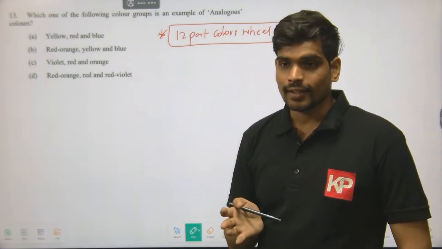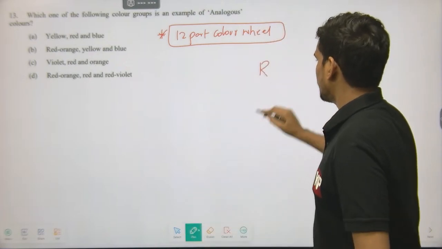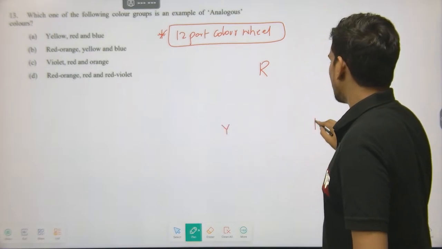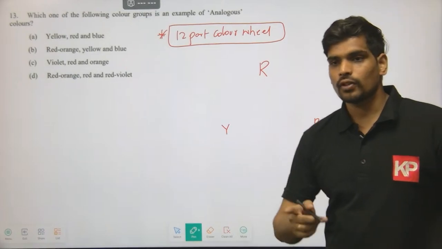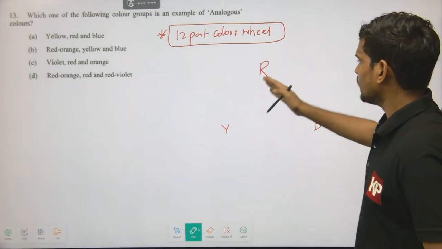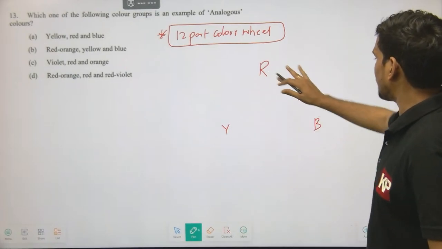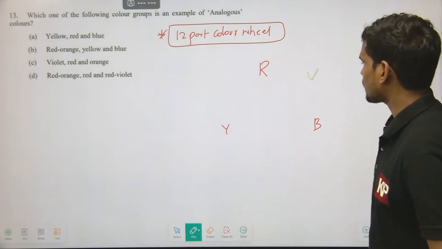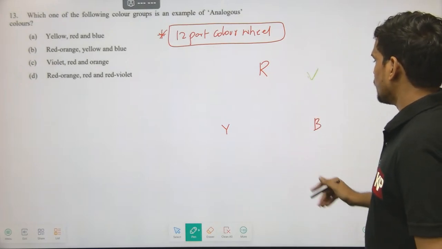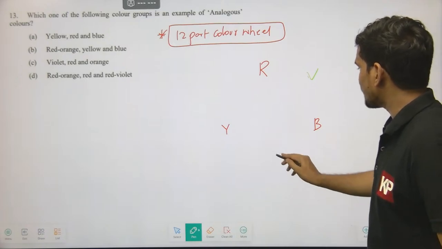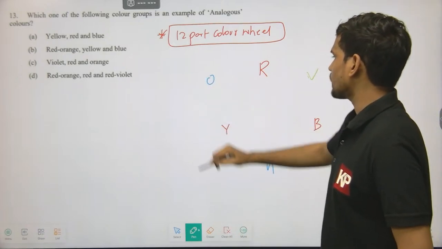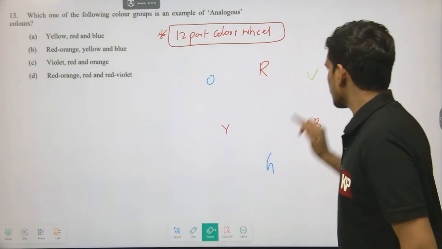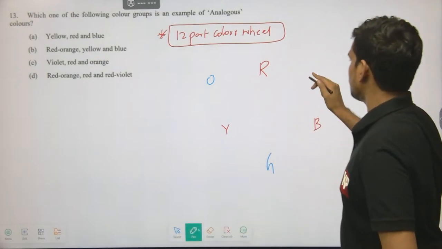The three primary colors of a color wheel: red, yellow and blue. So write the primary colors first. Then by mixing any two primaries, you'll get a secondary color. By mixing say red and blue, you'll get violet. That's a secondary color. By mixing blue and yellow, you'll get green. By mixing yellow and red, you'll get orange. These are secondary colors. So you will write the secondary colors in between these.